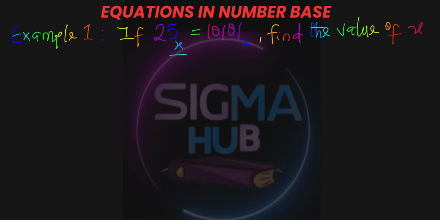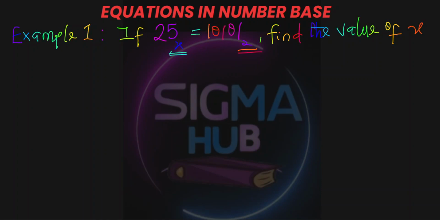When you have equations in number base like this, the first thing that should come to your mind is to convert whatever number is given to you in other bases to base 10. So if you are given other bases in the equation, convert all of them to base 10. From there, the solution will arrive. Now we have to convert base x to base 10, and at the same time convert this base 2 to base 10. Don't forget, whatever base is given to you in equations under number base should be converted to base 10.